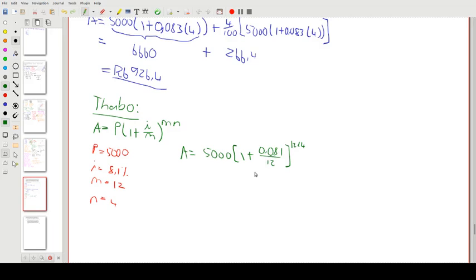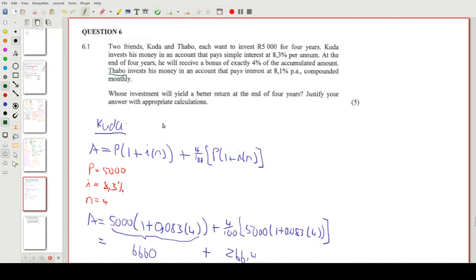Okay. Then let's work that out. So that gives us A equals, if we just type that on a calculator, we should get 6905.71. And again, remember your unit signs. So that's Tabo's value. Now the question asked, whose investment will yield a better return at the end of the 4 years? Justify your answer.